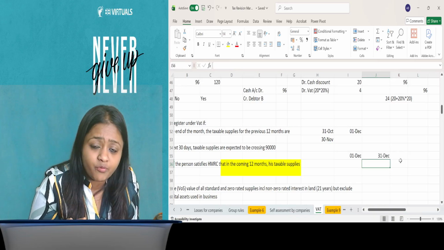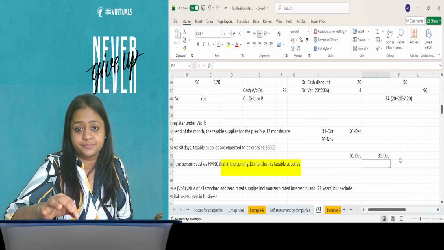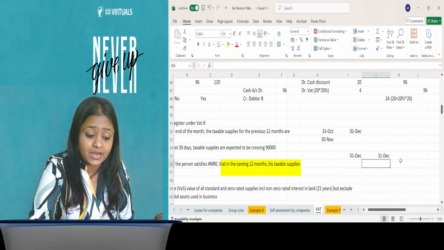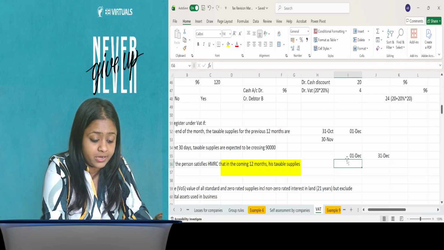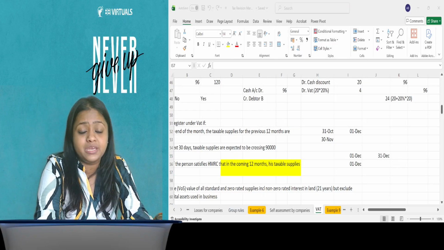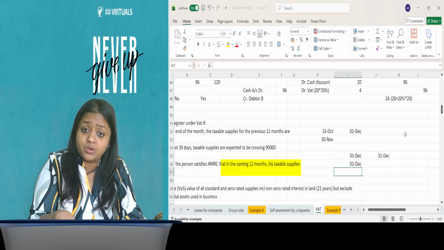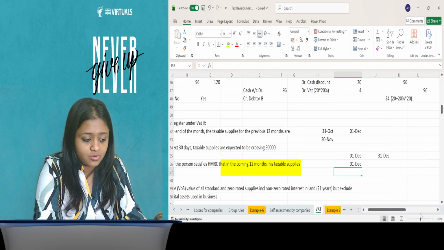Second, what is the effective date of registration? The effective date of registration is the day itself, that is 1st of December only. So from the day itself the taxpayer is registered. That is from today only. From 1st December only he has to issue VAT invoices. Okay.